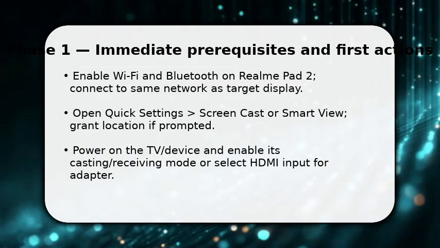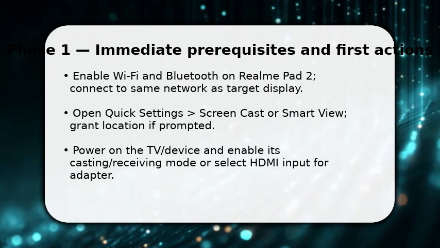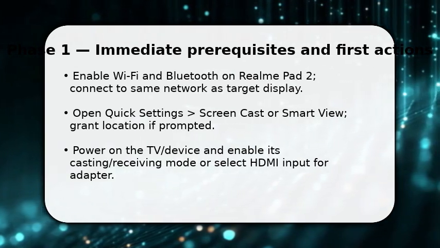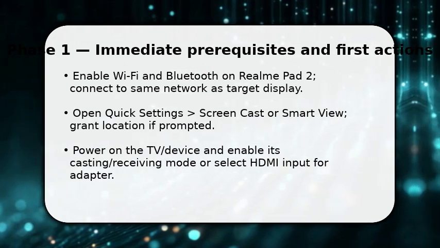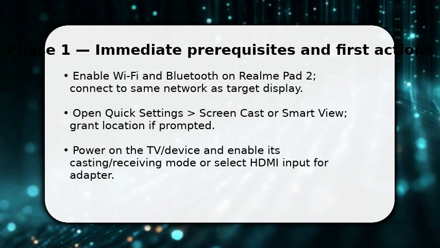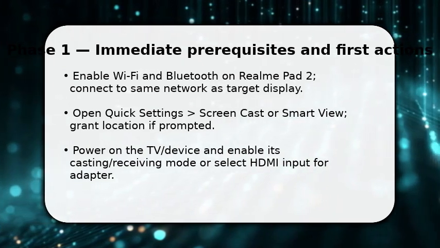You begin by confirming network parity and basic permissions. On your Realme Pad 2, turn on Wi-Fi and Bluetooth, then open Quick Settings and tap Screencast. Grant any location or permission prompts so the system can discover devices.